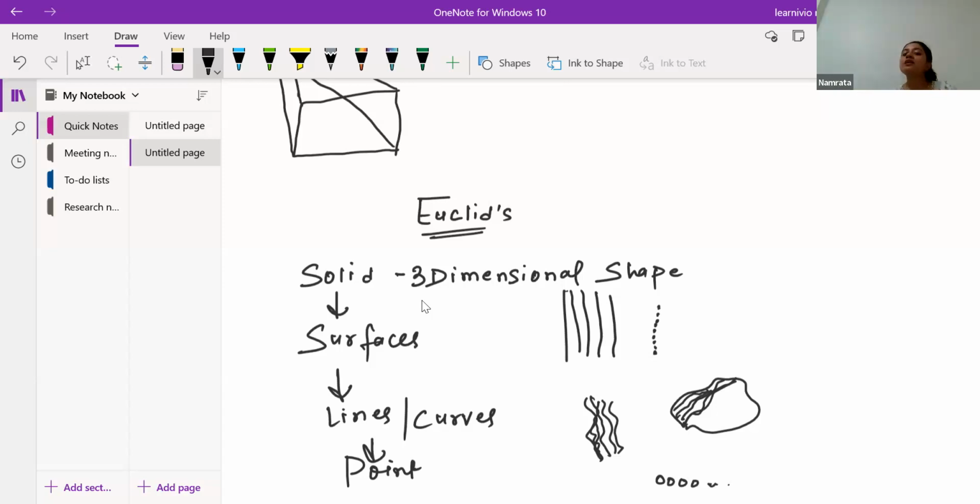Without understanding, if you learn, you will forget. But now you know that points join together and make a line or a curve. Lines combine together and make a surface. And surfaces combine together and make a three-dimensional shape or solid. So with the help of surfaces, we can make a solid. Suppose this is just a piece of paper, a surface, and we can just make it like this. Now it will be a cylindrical shape.